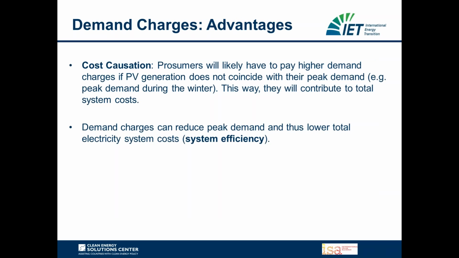prices. The question now is whether these charges should also be implemented for small-scale commercial and residential customers, and there are certain arguments for this. Once again, the cost causation principle, that prosumers will likely have to pay higher demand charges if PV generation does not coincide with a peak demand. Also, from a system efficiency perspective, you could argue that demand charges can help to reduce the peak demand and thus lower also the total electricity system cost.